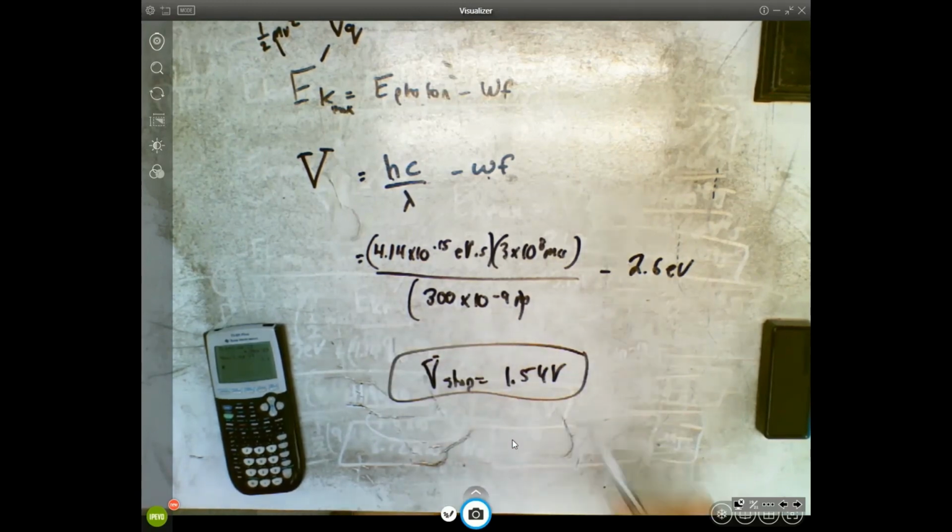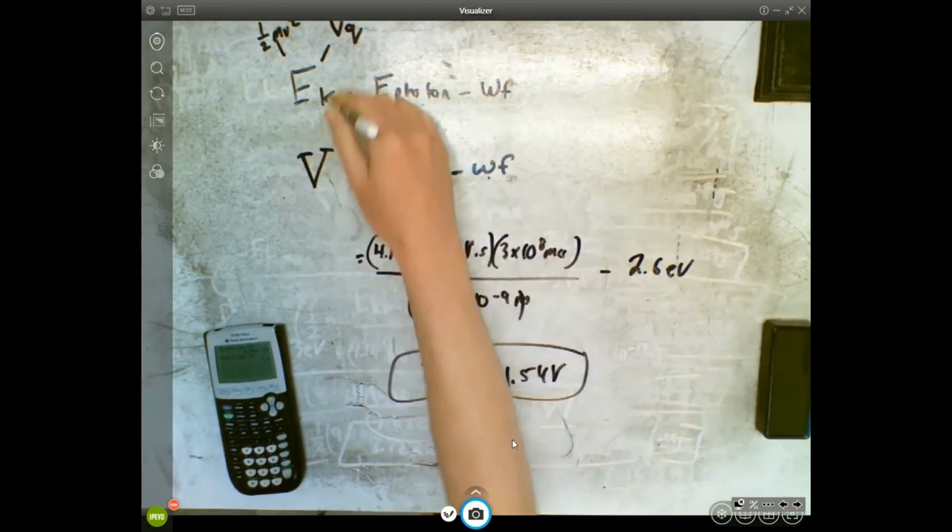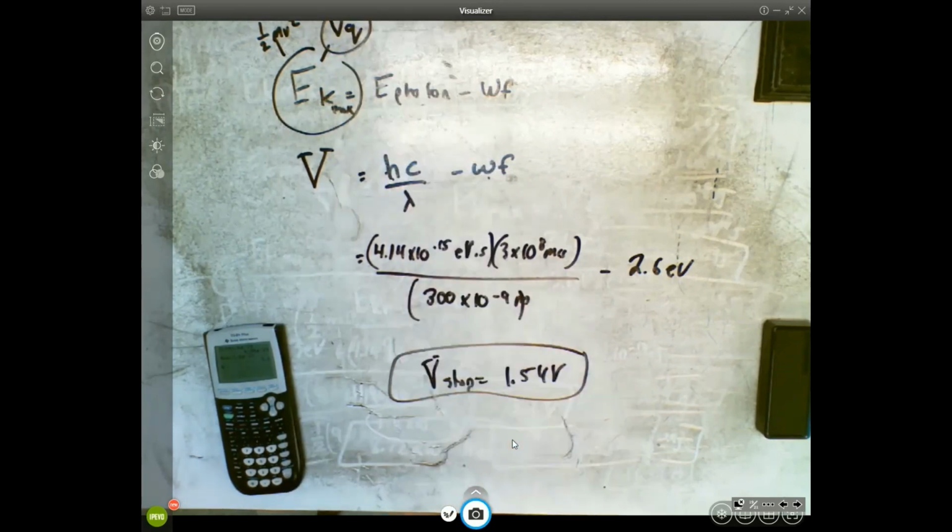Okay. So if you're in electron volts and you break down this into VQ, just get rid of the Q, and you don't have to do as many conversions and things like that. Okay.